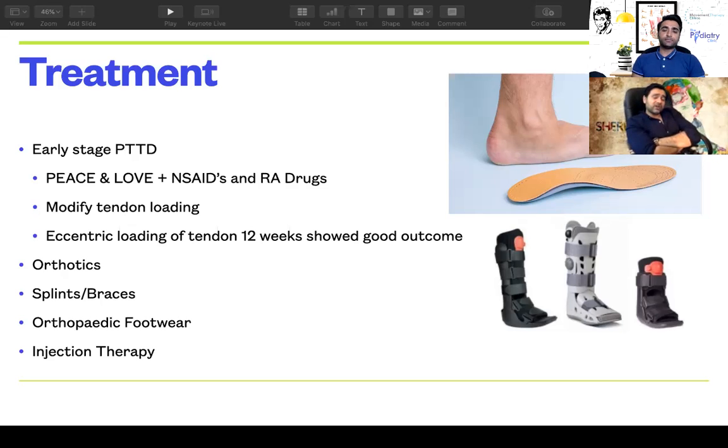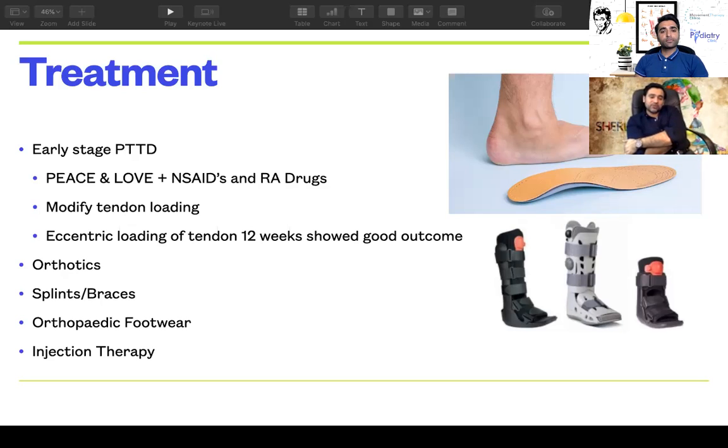So unless they've come to me and there's a lot of swelling, then yeah, PEACE and LOVE, non-steroidal anti-inflammatories, and looking at their current existing drugs. You might send them off for bloods, and you're trying to calm things down. You're just trying to calm their symptoms down initially, and then try and bring it back up again.